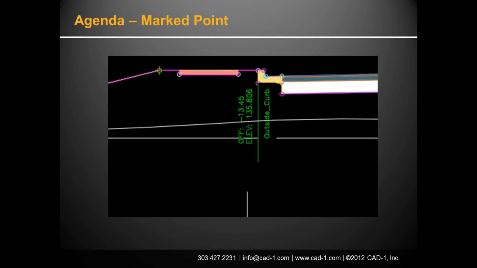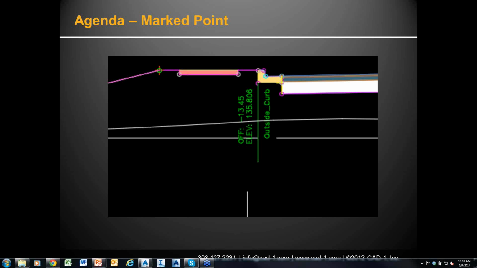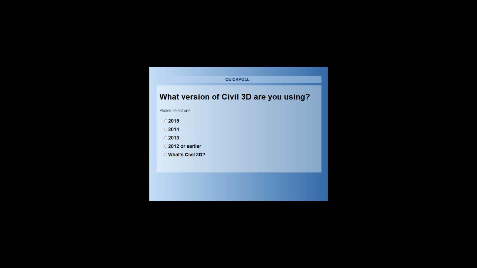Now, but before we get into this, I've got some polls here. So let's see. Let's start off with this one. I always like to ask this poll just to get an idea of who my users are. So what version of Civil 3D are you using? Are you up on the current version of 2015? Are you waiting for something before you jump to 2015? Maybe you're stuck back in an older version. I know sometimes it sucks, but it happens.